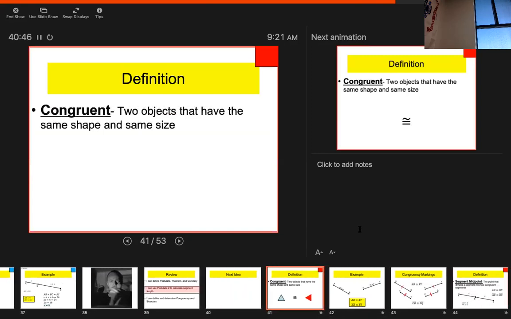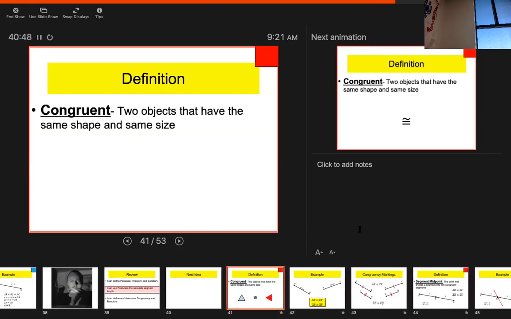All right, next idea. Write this down in your book of truth. Congruent. Why does it have a square? Because you're writing it down. Remember, writing is write down. Okay, congruent. These are two shapes, except it says the word objects. Two objects that have the same shape and the same size.